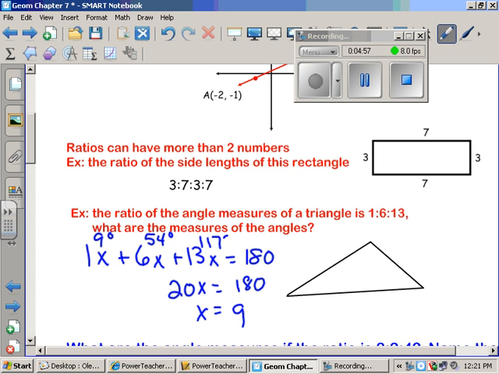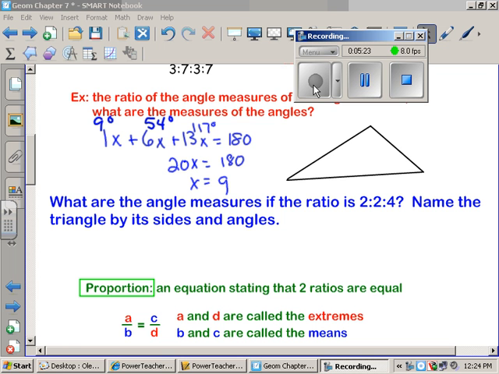How could I check to make sure that was right? Yeah, add them up, make sure they equal 180, right? 9 plus 54, 63. 63 plus 117, that's 180. So it works, right? All right, so take a second. Does that make sense to everyone? Yeah? All right, take a second and do this one.